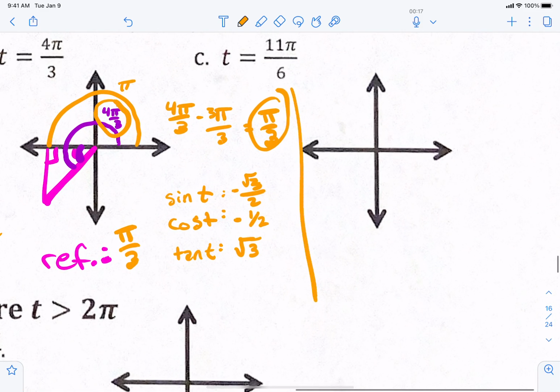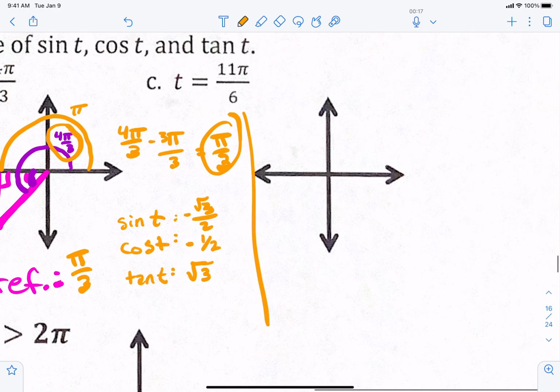Okay? The last one is 11 pi over 6. It's in the fourth quadrant. Oh, it is. 11 pi over 6 on the unit circle. Same thing again, right? Okay? Will there ever be one that's not on the unit circle?